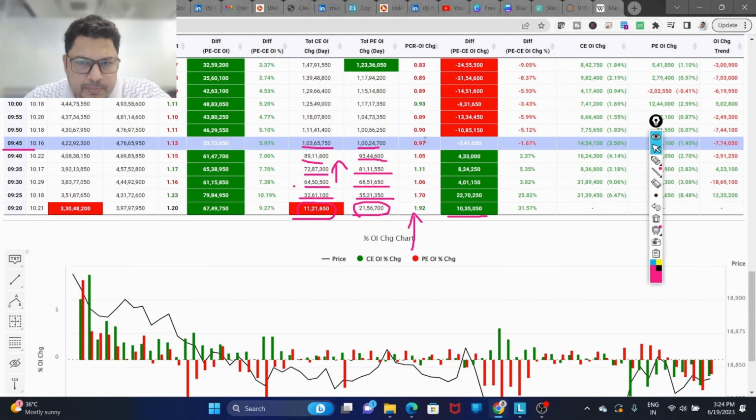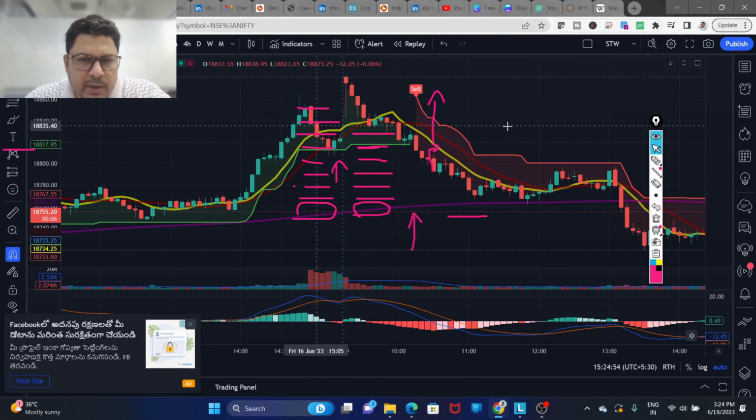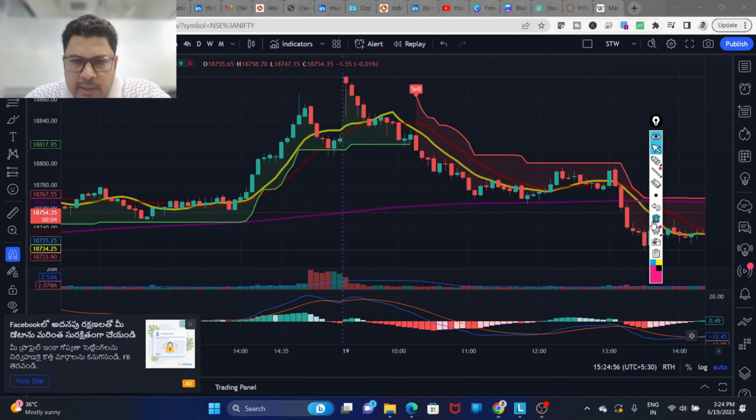Then at 9:50, suddenly there is a huge jump. There is an 11 lakh jump and this stayed the same. You can see put was hardly increasing, by 30,000. Call increased by about 11 lakhs. Then it jumped to 1.18, to 1.25. So at this time you can see there is a change in the trend from this point and it started moving up. So you can see 9:40, 9:50 levels. This time you were able to identify that there is something happening.